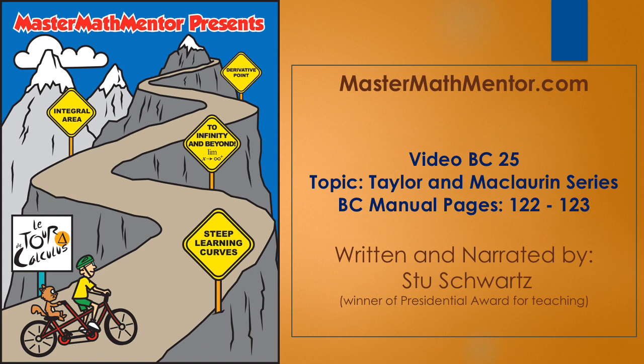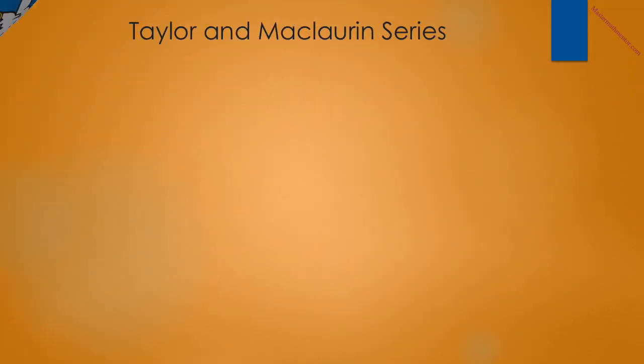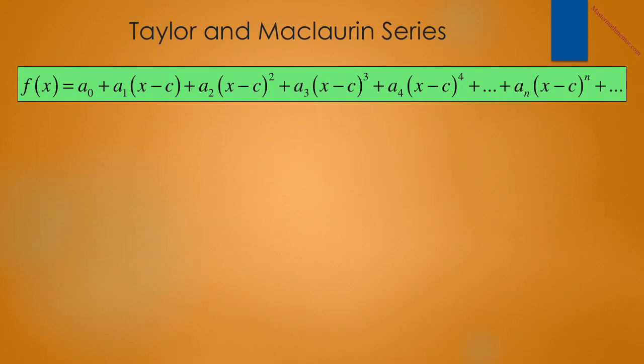This is video BC25. The topic is Taylor and Maclaurin series, and it covers the BC manual pages 122 and 123. We will now go back to when we first started to talk about series. Back then, we studied Taylor and Maclaurin polynomials, and we will now extend our knowledge to Taylor and Maclaurin series.